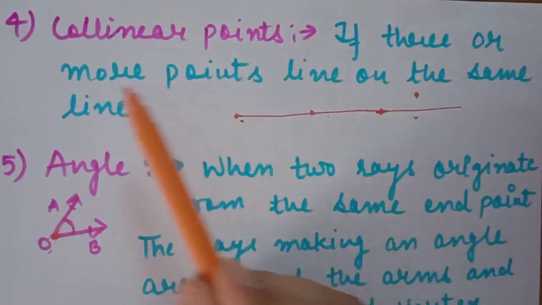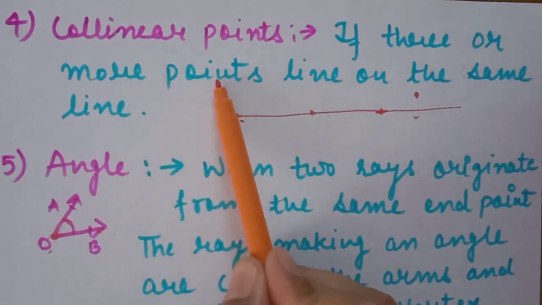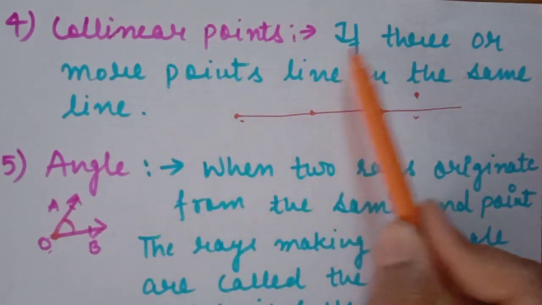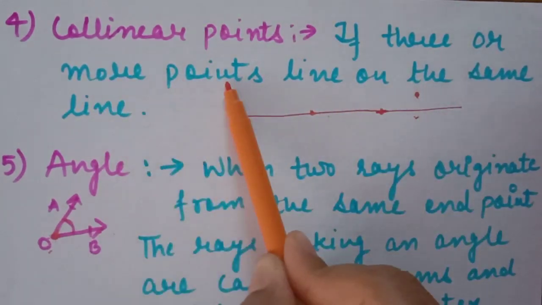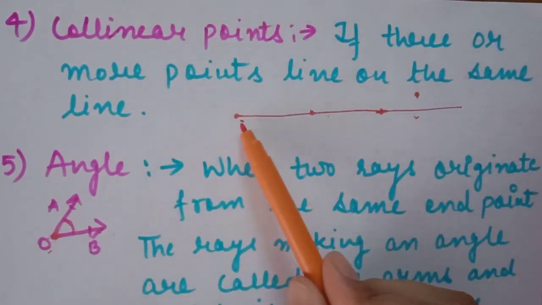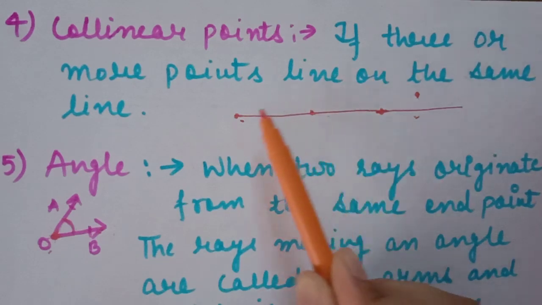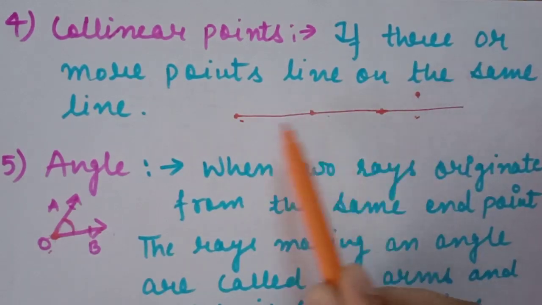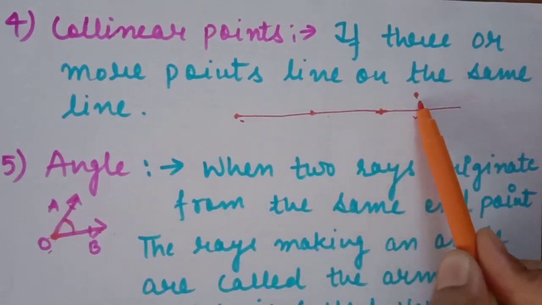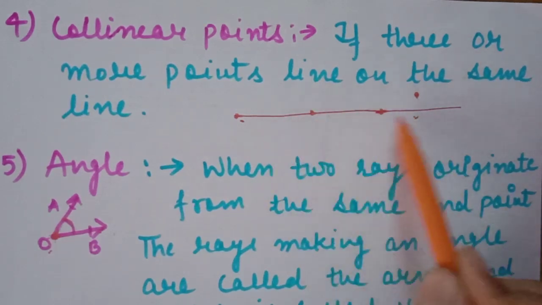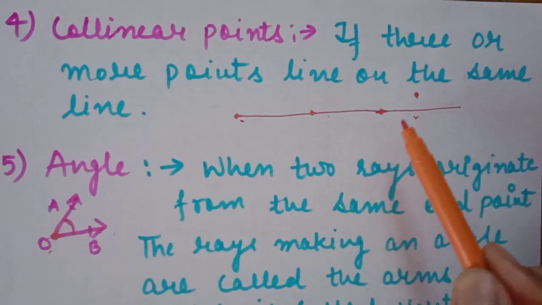Next definition is collinear points. If three or more points lie on the same line, then we call them collinear points. Like if we have these 3 points and they are lying on the same line, then they are collinear points. If we have one more point like this, and now these 4 points are not lying on the same straight line, then we call them non-collinear points.